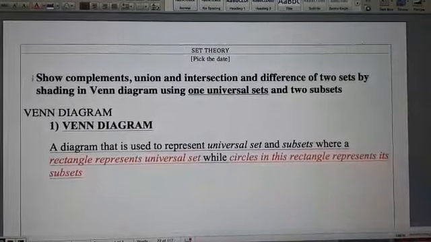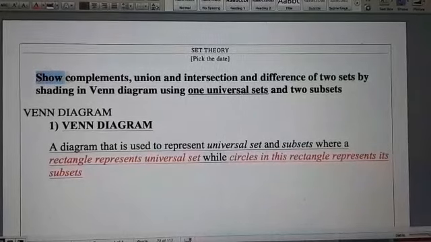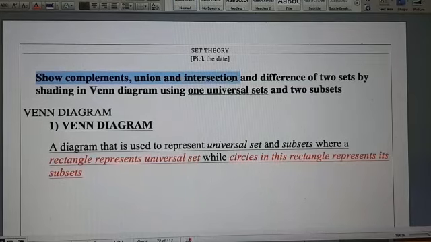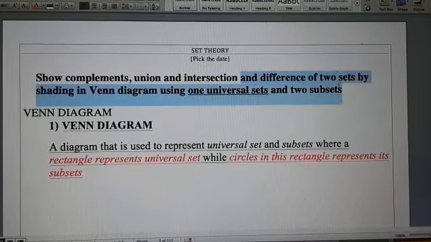So in this short video, we have discussed how to shade complements in a Venn diagram, and how to shade union and intersection in a Venn diagram. How to shade the difference of two sets in a Venn diagram will be studied in the next video.